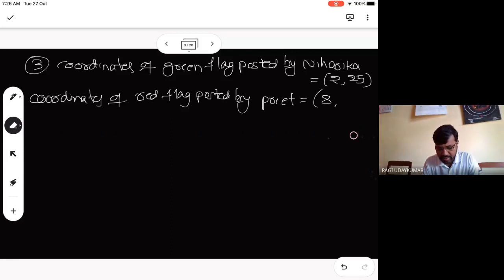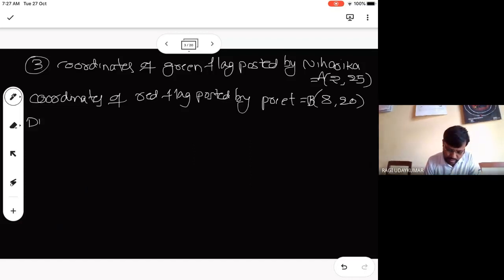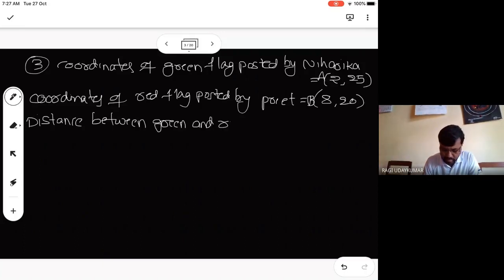So these questions may be asked to you as a 1-mark question. What are the coordinates of the green flag? What are the coordinates of the red flag? Like that. Okay. Now what is the question? Let us consider this point as A and this point as B. And the distance between the 2 flags is being asked. So the distance between the green and red flag.